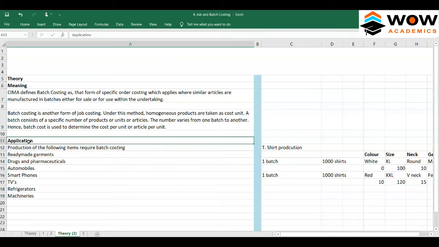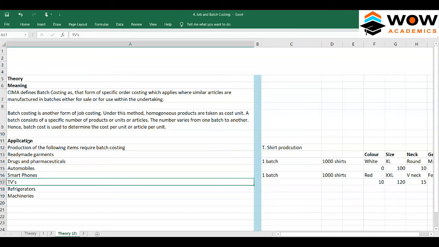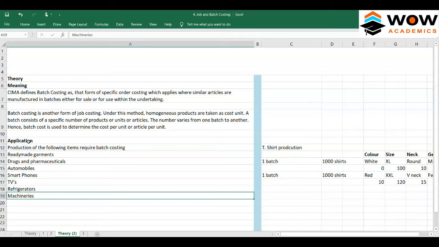Batch costing is applied in the production of the following items. Ready-made garments, just now we saw. In drugs or pharmaceuticals, where they produce different tablets or medicines, they use batch costing. Automobiles, like car and bike. Smartphones, television sets, smart TV, refrigerators, or even the production of machinery. In all these places they use batch costing. So let's work out a sum. We'll get a better idea here.